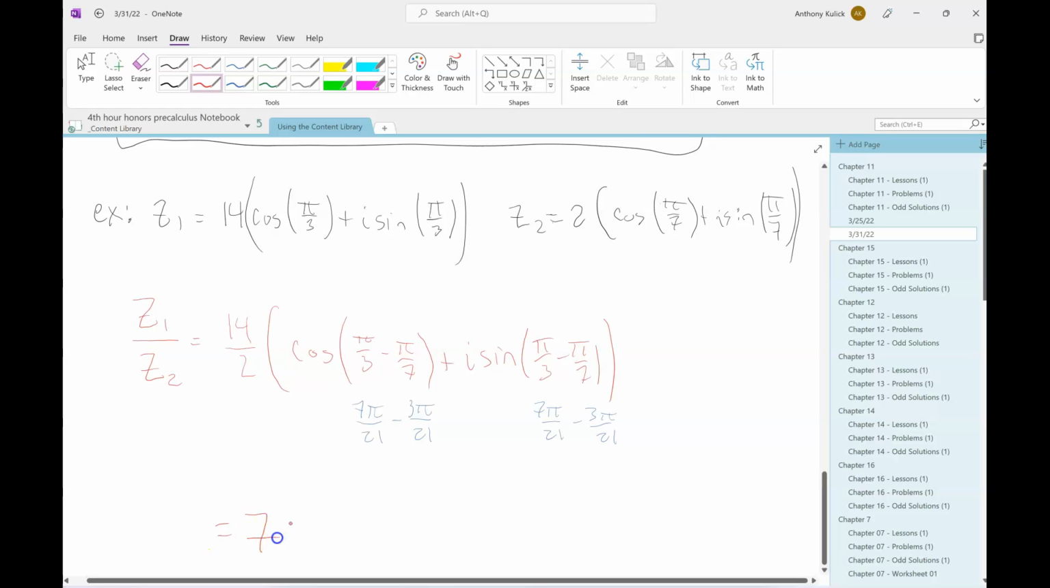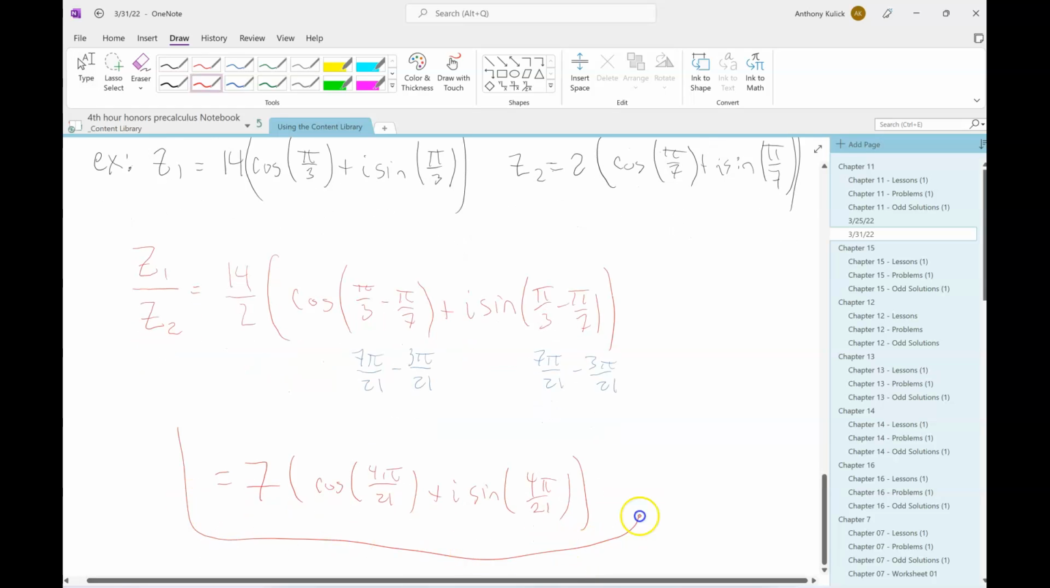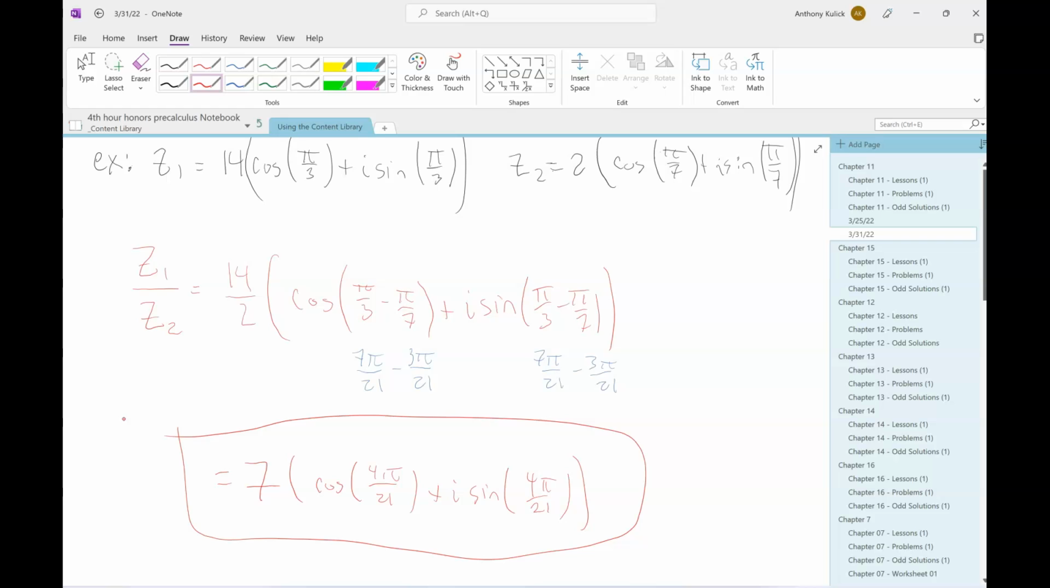So what do we get? We get 7 times cosine of 4 pi over 21 plus i sine 4 pi over 21. Still pretty much a mental math problem, right? Is everybody happy with what we did?